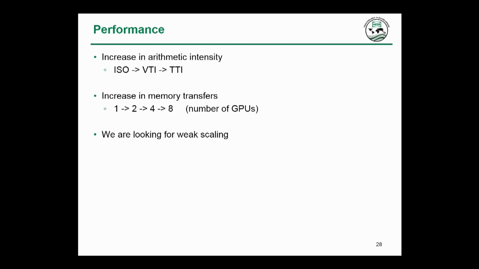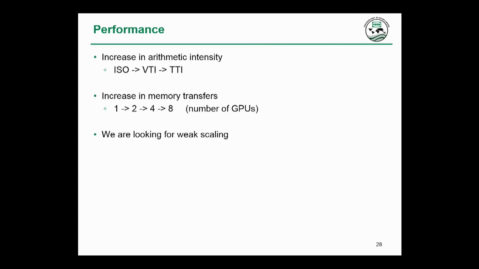But first, I'd like to show you some performance. Just to remind people, or if you don't know, as we move from isotropic to VTI to TTI, we're increasing in arithmetic intensity. But I also tested on 1, 2, and 4 GPUs and when possible 8 GPUs. So what you'll start to see is you're having more communication that you need to try and hide.